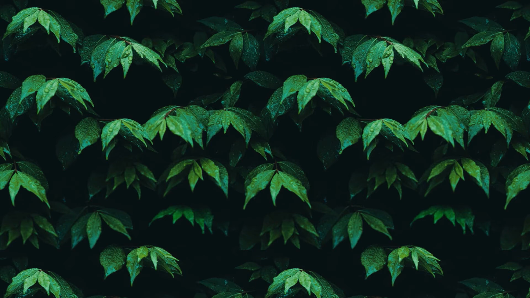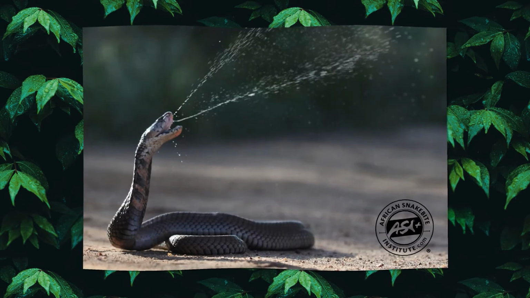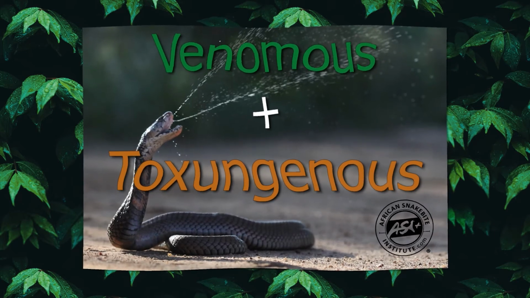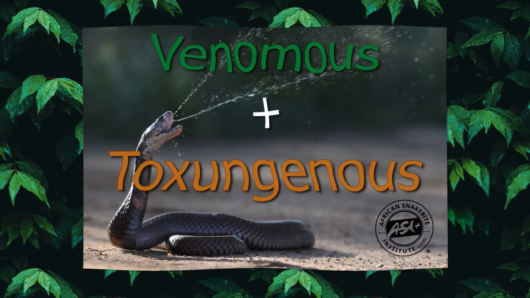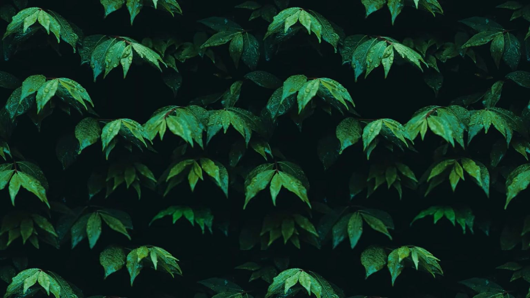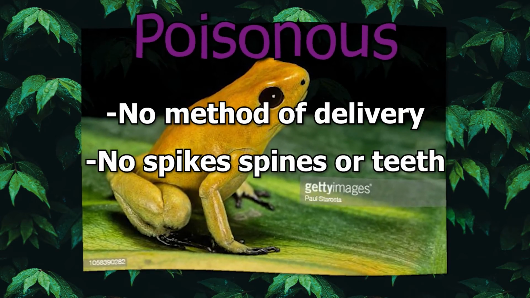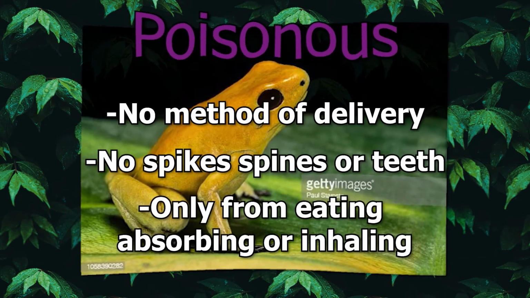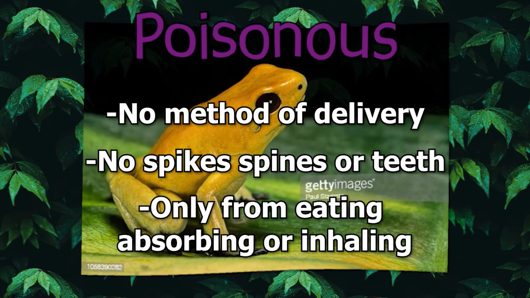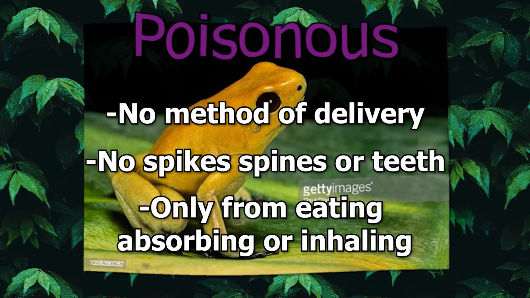One example of such an organism would be the spitting cobra, which we know is venomous, but it's also toxungenous because the snake has the ability to spit venom towards the attacker's eyes to defend itself. So let's review our biological toxins. We have poison, which has no delivery mechanism, no penetration wound, and can be transferred from ingestion, inhalation, or absorption from the surface of the body.